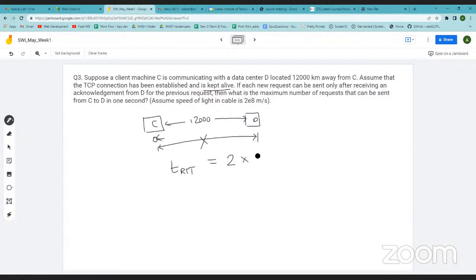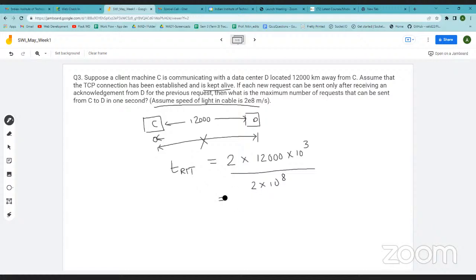So it will be 2 into 12,000 kilometers. The kilometers are converted to meters, and we are taking the speed as 2 into 10 raised to power 8. Any mistake I'm doing? No, right? I've taken the values correctly: 12,000 kilometers and speed of light in cable. One very important thing, I've said to assume the speed of light in cable, this is given, so we have to go with it. So I've taken 2 into 10 raised to power 8.